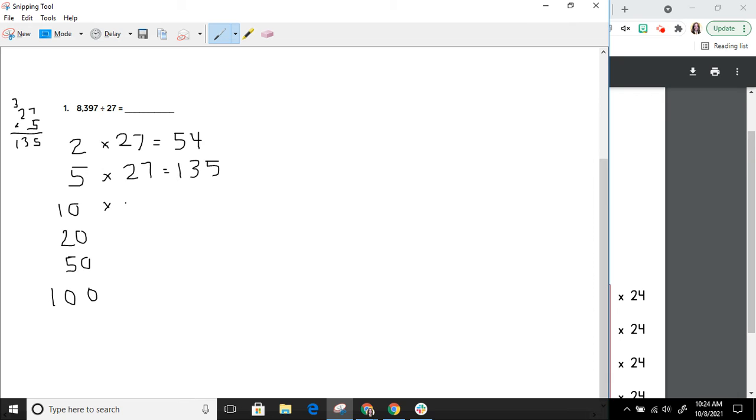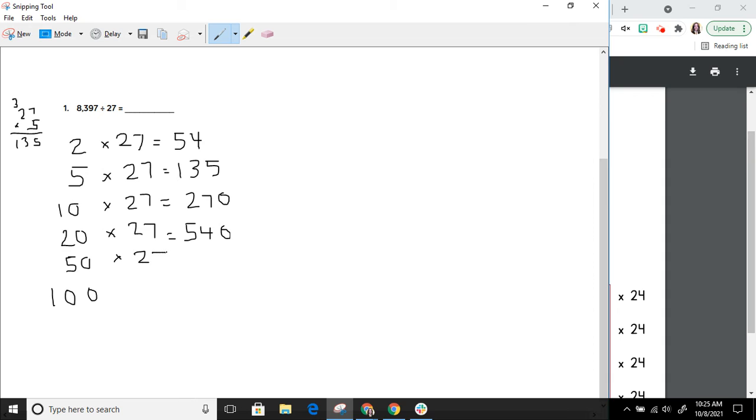10 times 27. I know I just put a 0 at the end, so that's 270. 20 times 27. Well, if I know that 2 times 27, which we have written at the top, is 54, well, 20 times 27 would just be 540. Put a 0 at the end.